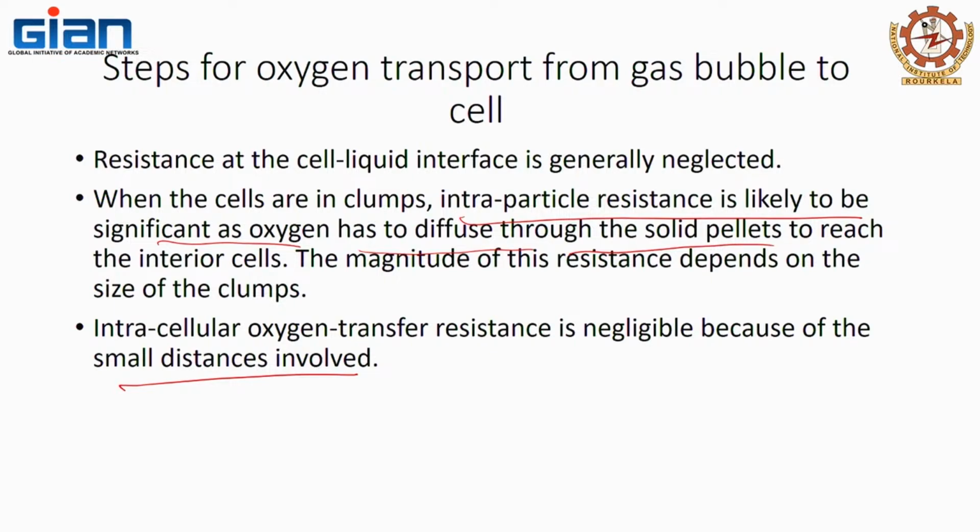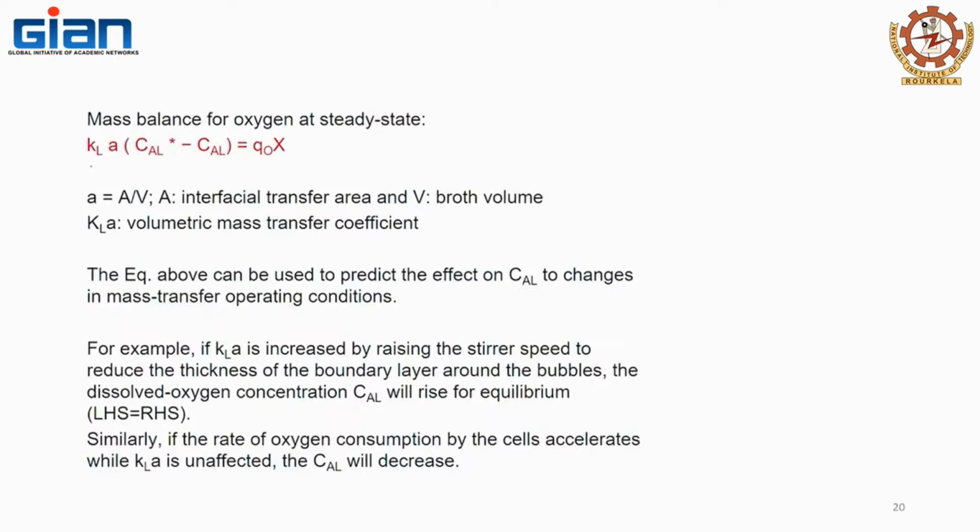Microns? So it's not too much of a distance that the oxygen has to get transferred. That's the reason. So, the mass balance for oxygen at a steady state will involve the KLa, that means Cal star minus Cal. The Cal is the concentration at the liquid side, Cal star is on the interface, where your A is A by V, A is your interfacial transfer area, and the V is the broth volume. The KLa is your volumetric mass transfer coefficient.